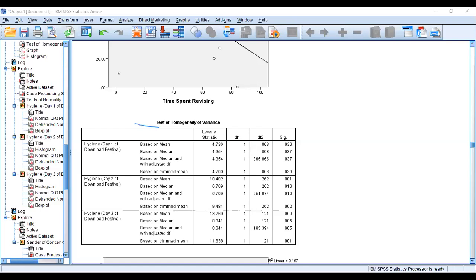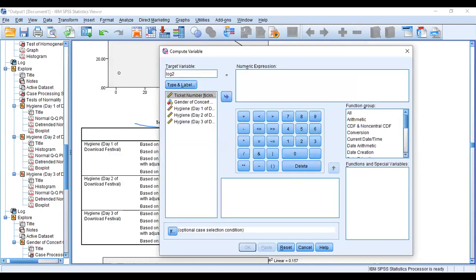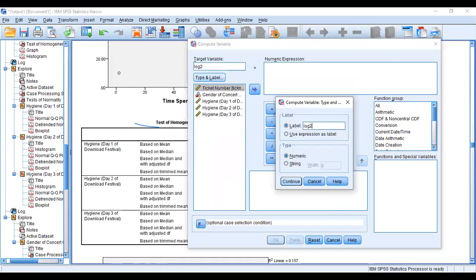So this is day one data and day two data. So I am taking log transformation. There are three ways to correct data: log transformation, square root transformation, and inverse transformation. This is the transform. So I will transform, log transform, compute variable. Here I will write log 2. Log 2 means log of day 2. Log means log transformation, 2 means day 2 data. So for my convenience, I have written here log 2. I will copy and paste here the label, and then continue. I will select.